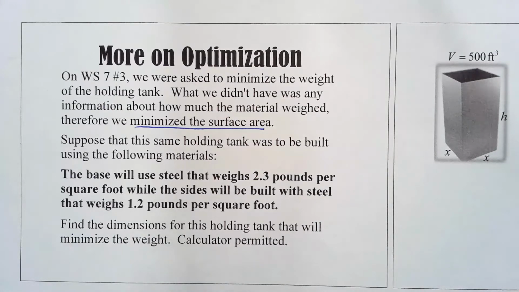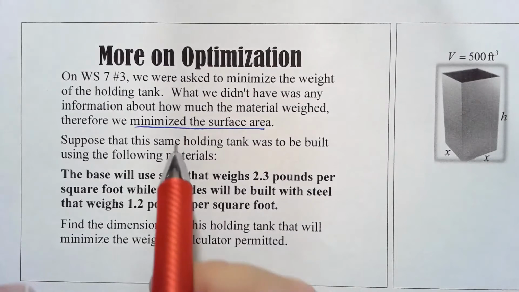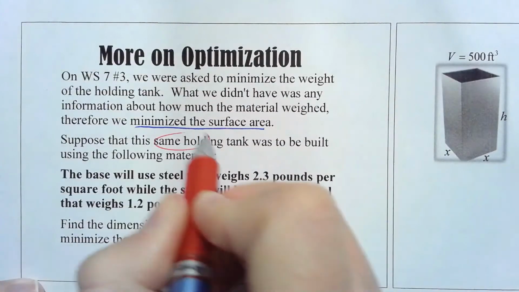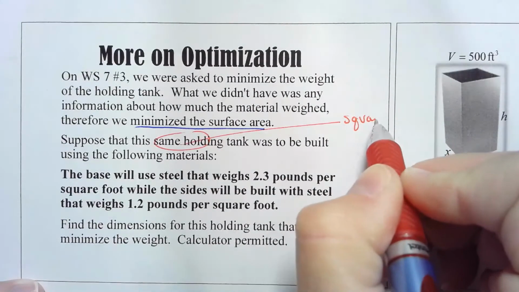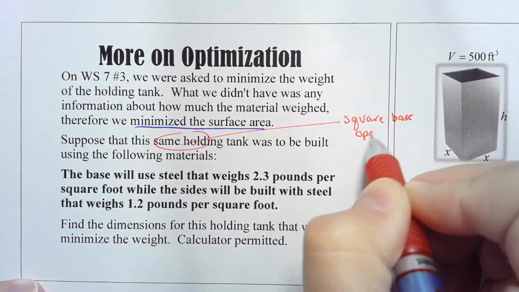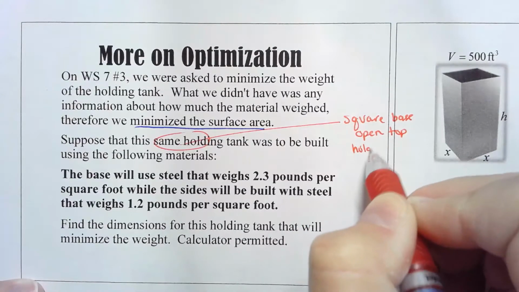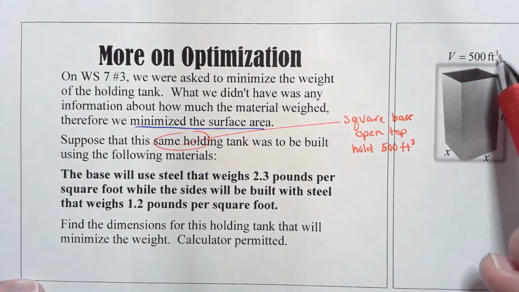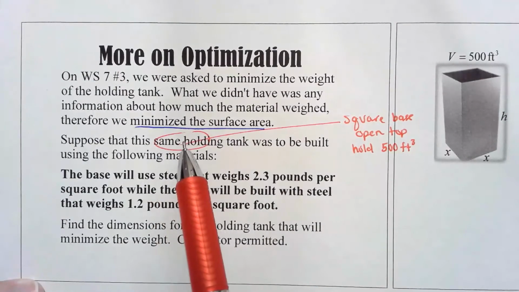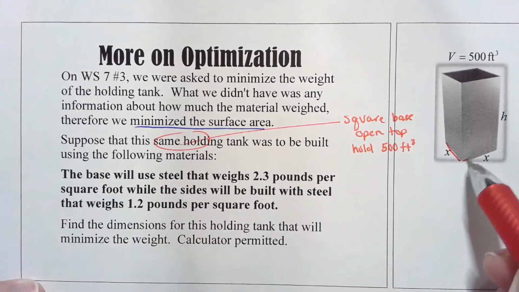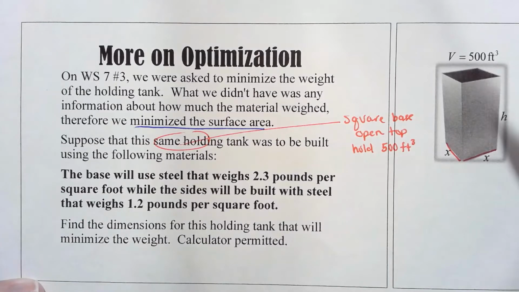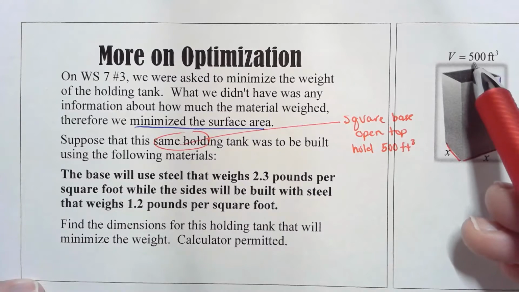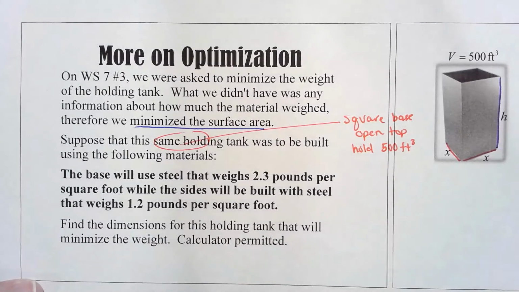Now, I'm going to add to this. Let's say that now we have this same holding tank, and so I'm going to come over here and remind us it had a square base, open top, and it would hold 500 cubic feet. Well, actually I wrote that up here. So the same holding tank from our homework has a square base, so x by x, open top. We don't know the height. We can call it y, we can call it h, that's up to you. It needs to hold or have a volume of 500 cubic feet.